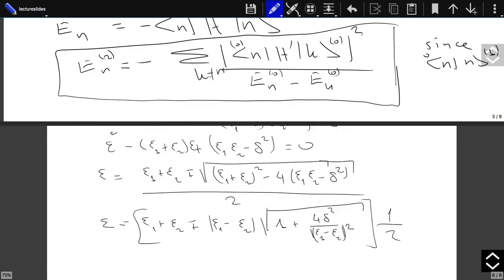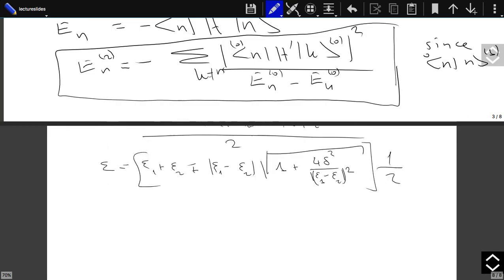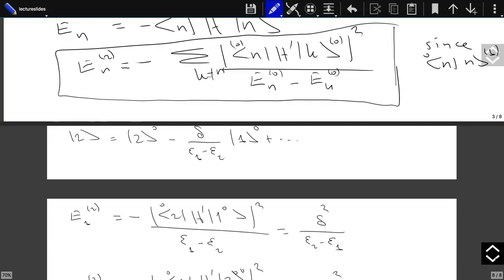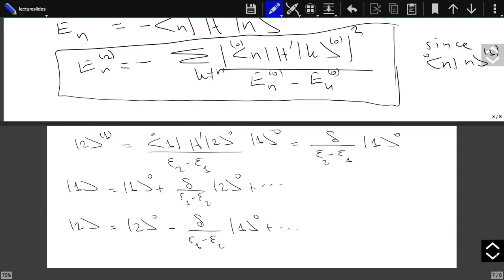Now, of course, this was the energy eigenvalues. You can do the similar thing. Once you know the exact energies, you can solve for the eigenstates and see if this is a solution or not.